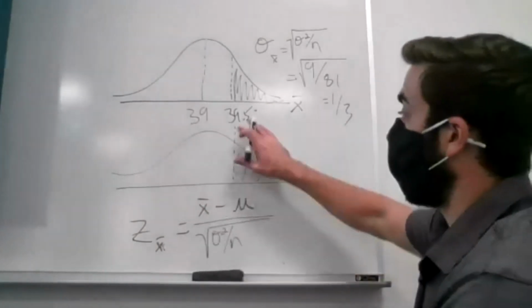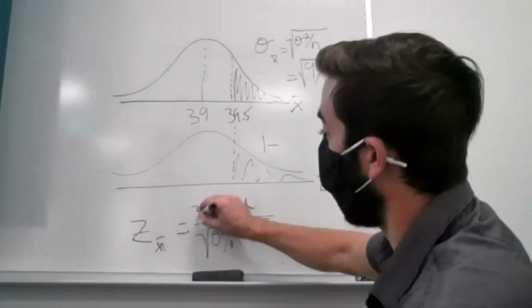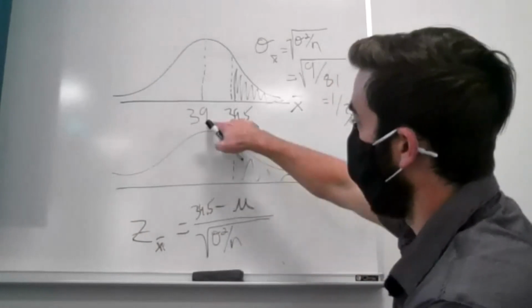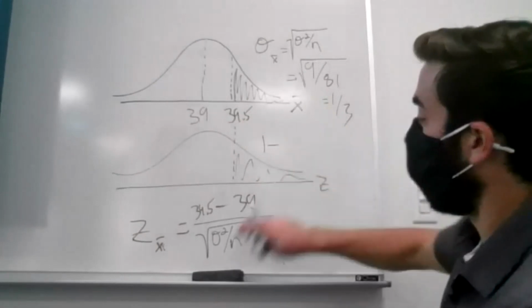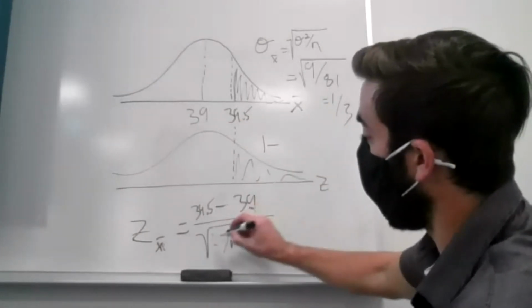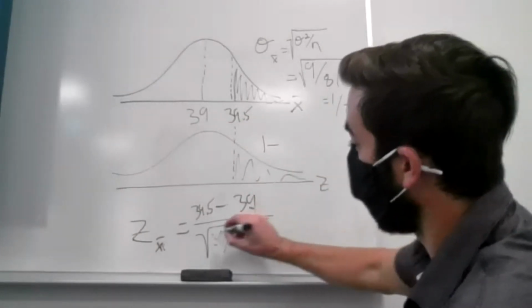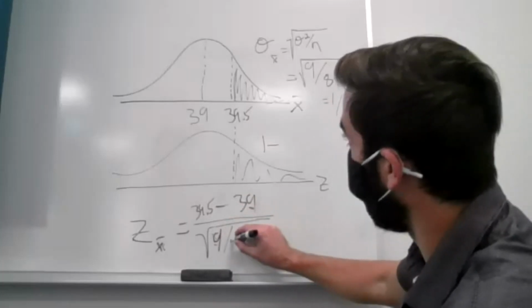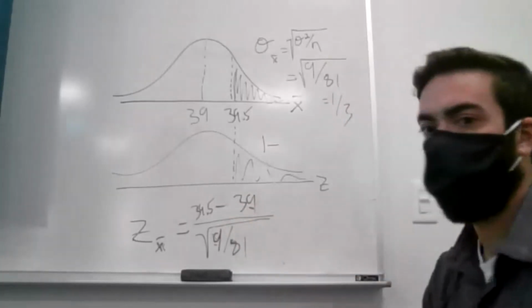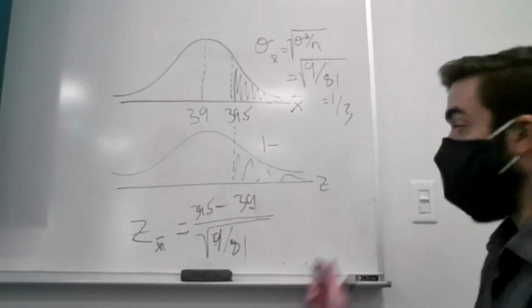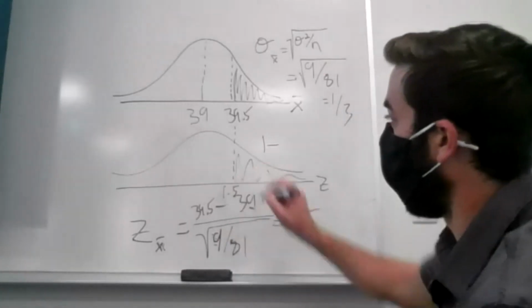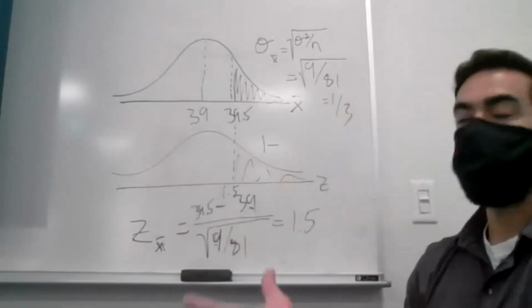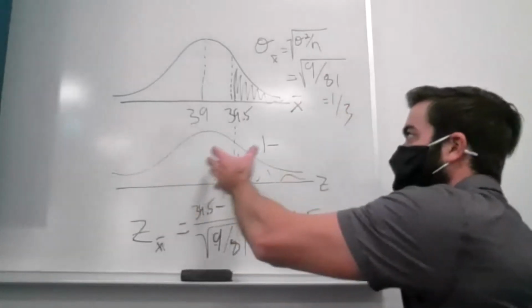The cutoff value I'm interested in is 39.5. The mean of my distribution, 39. So the variance originally was given to us to be 9. Sample size was, what, 81? And this will spit back out at us that z-score of 1.5. I then looked it up in the table. The table tells me the area to the left. I subtract it from 1.